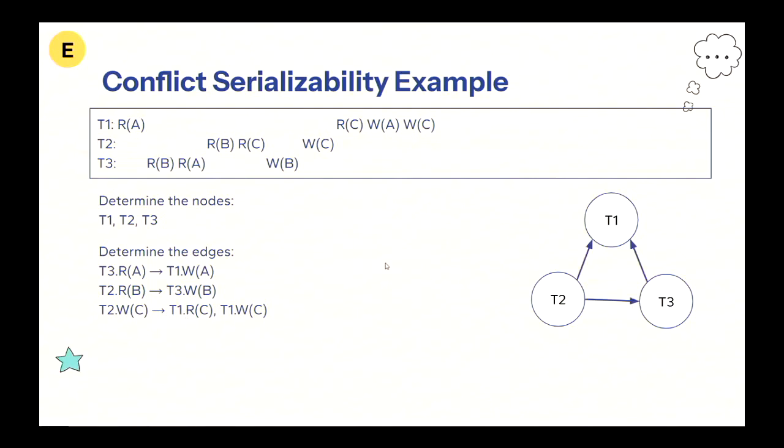And once we get the graph, what's the next step to do? Do you still remember from our previous slide? Yes, check for cycles. And in this graph, there's no cycle. So the schedule is conflict serializable. This schedule is safe.